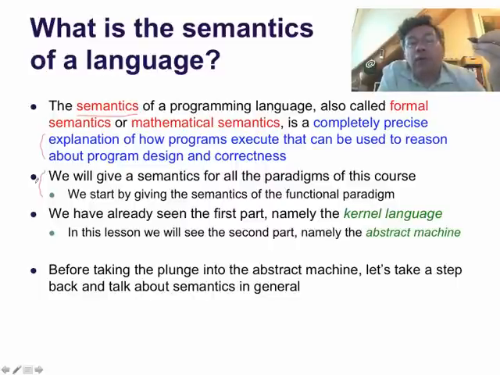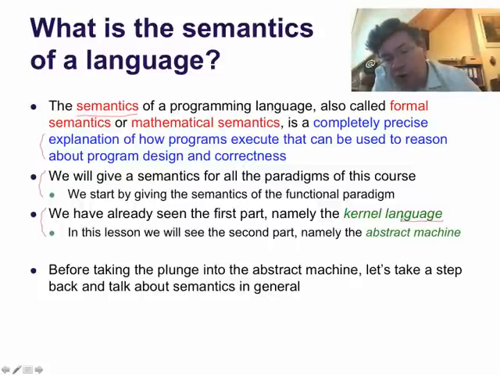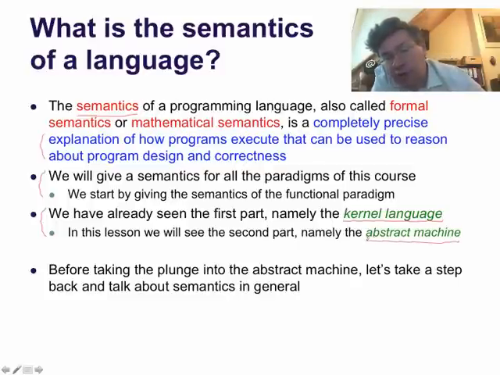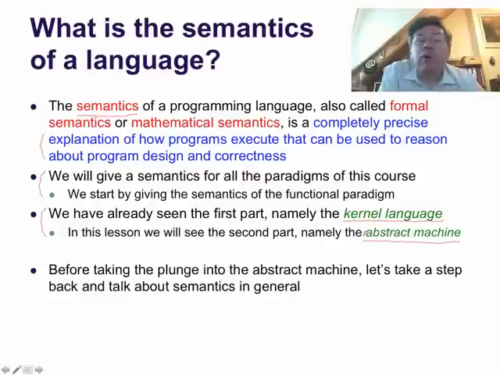We're going to start by giving the semantics of our first paradigm, which is functional programming. Our semantics will consist of two parts. We have already seen the first part, which is the kernel language. And in this lesson, we're going to see the second part, namely the abstract machine. Together, they form the complete semantics of the functional paradigm. And later in the course, we're going to extend this with new concepts for the other paradigms to get the semantics of all the other paradigms.